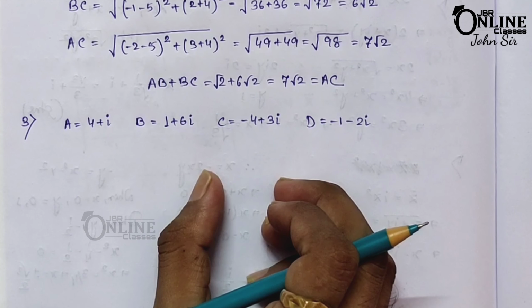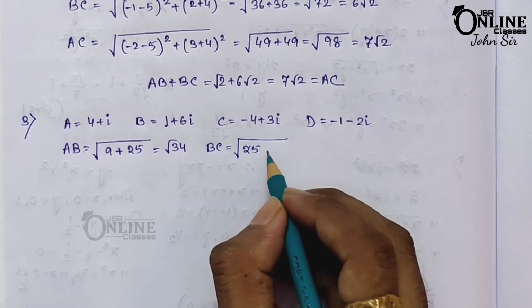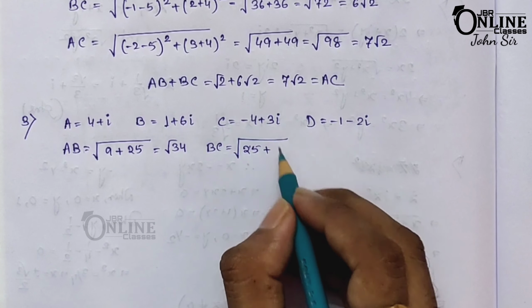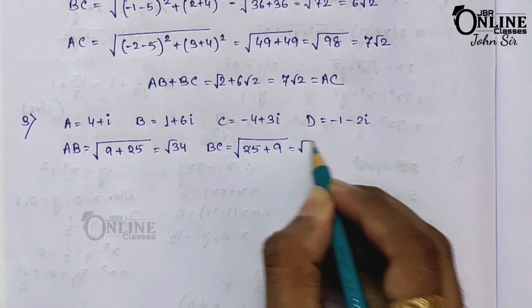So first AB. AB means here this one. So 4 minus 1 is 3. 3 whole square means 9. And then here also 1 minus 6, that means -5. So -5 squared means 25. So 9 plus 25, that equals √34. Next one, BC. BC equals here 1 then -4, so it will be 5. So 5 whole square means 25. And then 6 minus 3 will be 3, and 3 whole square equals 9, so that equals also √34.